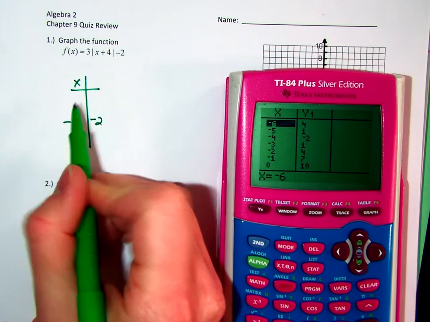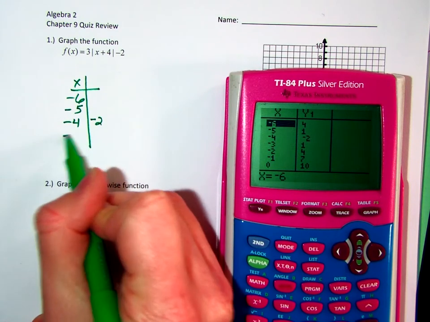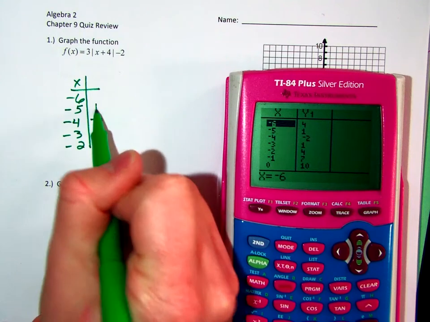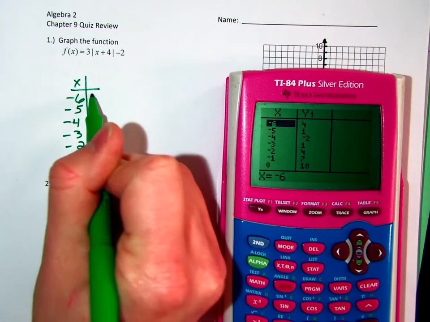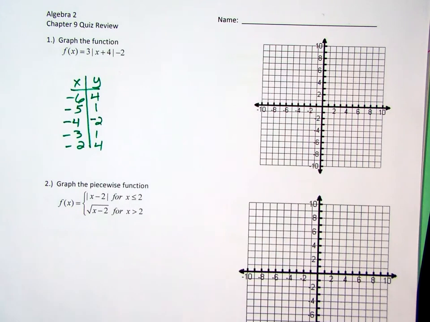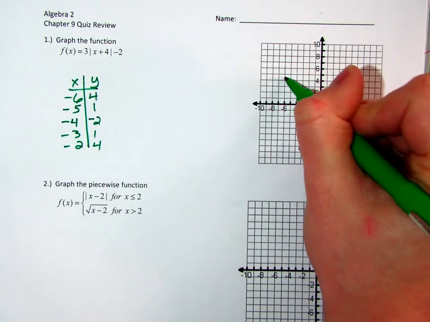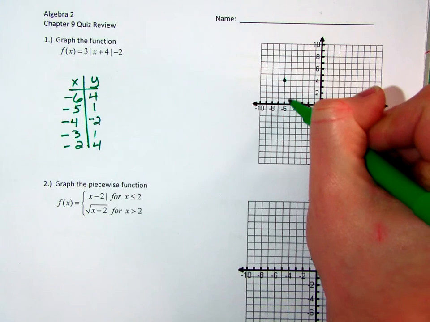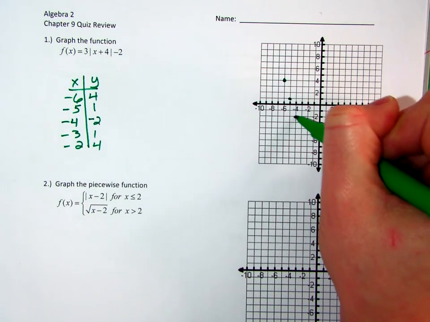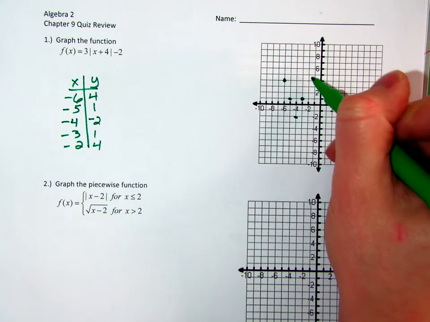And then I can go above and below for a couple of points. So negative 6, negative 5, negative 3, and negative 2. And then I can put the 1s with each of these and the 4s with each of these for my y values, move my graphing calculator out of the way, and then plot my points. So x is negative 6, y is 4; x is negative 5, y is 1; negative 4, negative 2; negative 3, 1; and negative 2, 4.